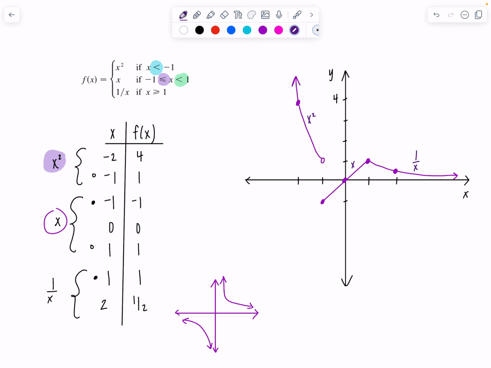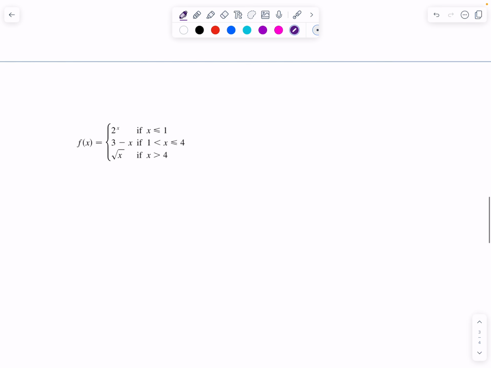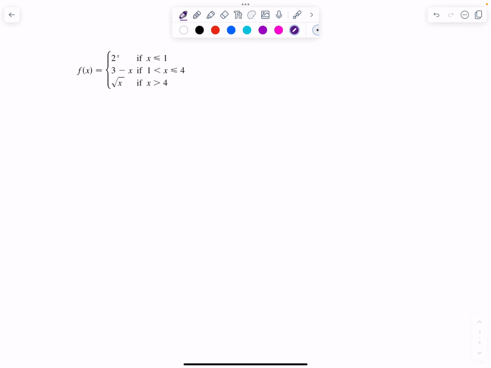Good. I have 2 more. F of x equals 2 to the x if x is less than or equal to 1, 3 minus x if x is between 1 and 4 or equal to 4, and then rad x if x is greater than 4. Do you want to pause the video? Try it on your own. That could be very revealing or traumatizing. I don't know. Here we go.